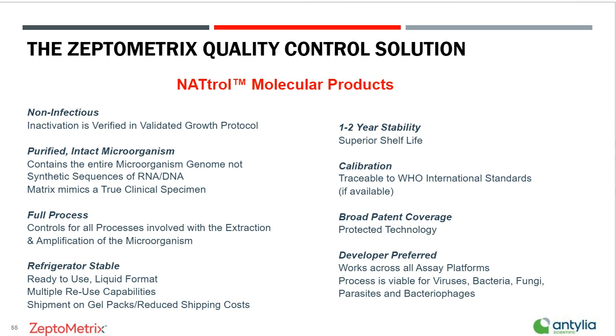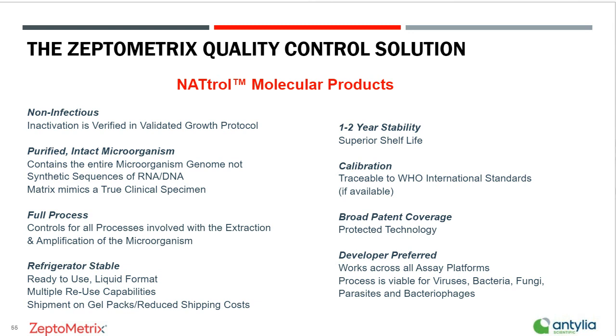Conveniently, natural controls are also refrigerator stable, meaning they're ready to use in a liquid format. That allows you to have multiple reuse capabilities on these materials, so you don't have to worry about, say, synthetic RNA or DNA degradation that might occur during freeze-thaws. You can just keep your natural controls in the fridge and reuse as needed. This obviously is also a cost savings because they're not shipping on dry ice, they're shipping on gel packs.